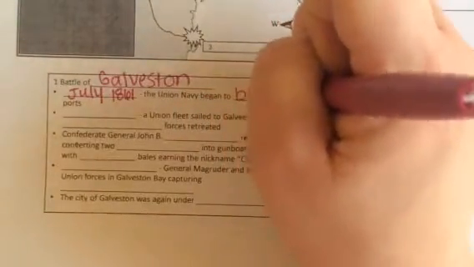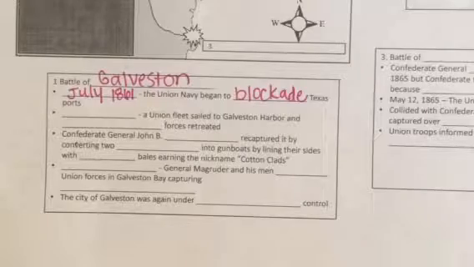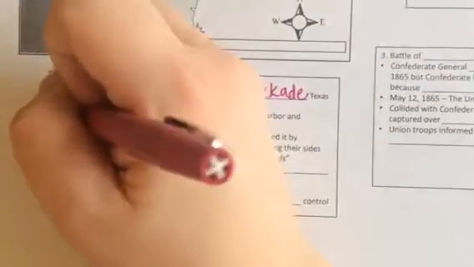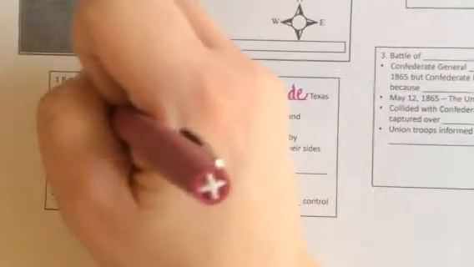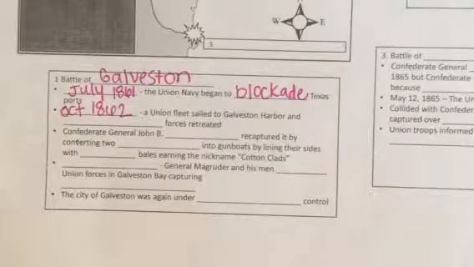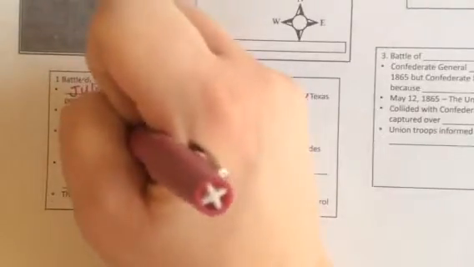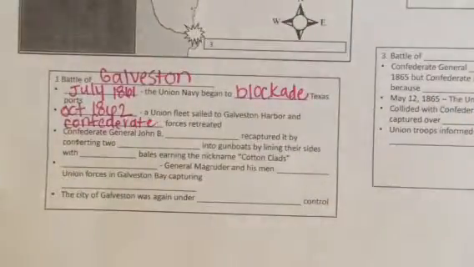The Union Navy began to blockade, which means set up a temporary wall to block the enemy. They try to blockade the Texas ports. In October of 1862, the Union fleet sailed to Galveston Harbor, and the Confederate forces retreated.